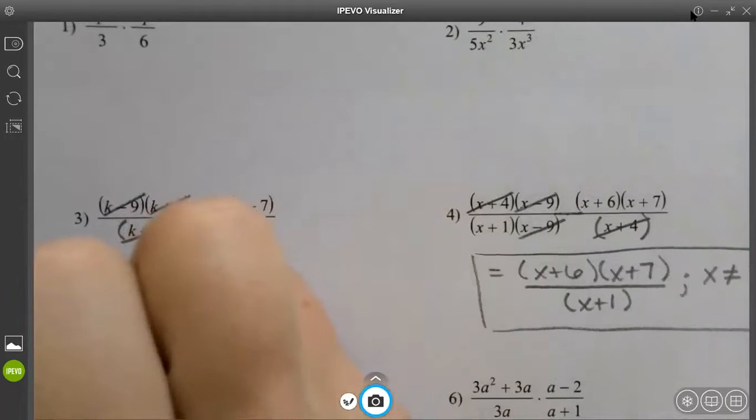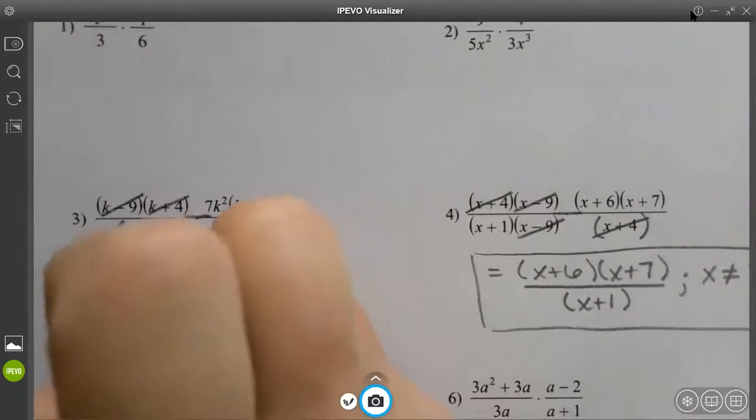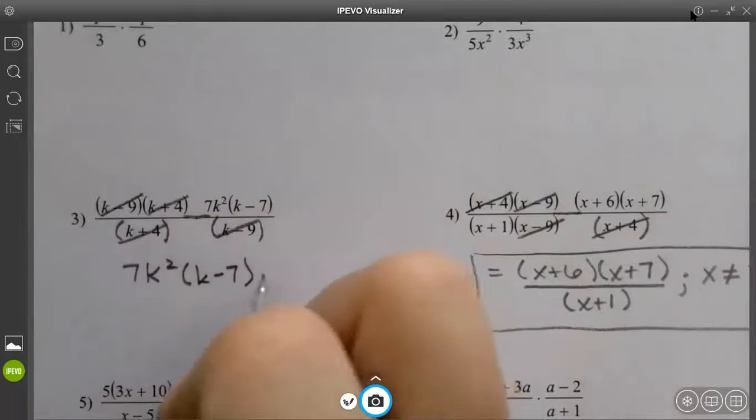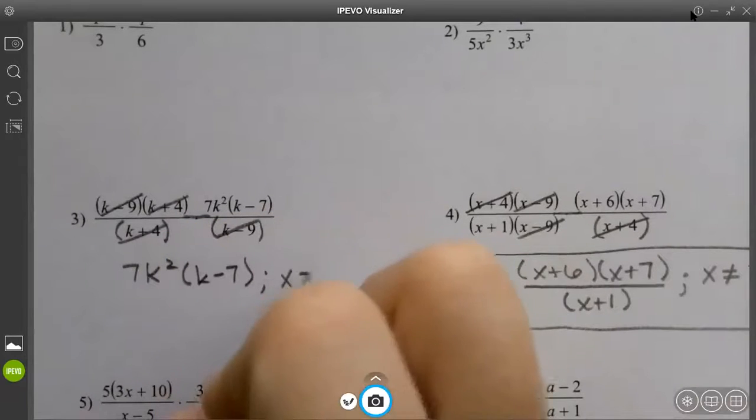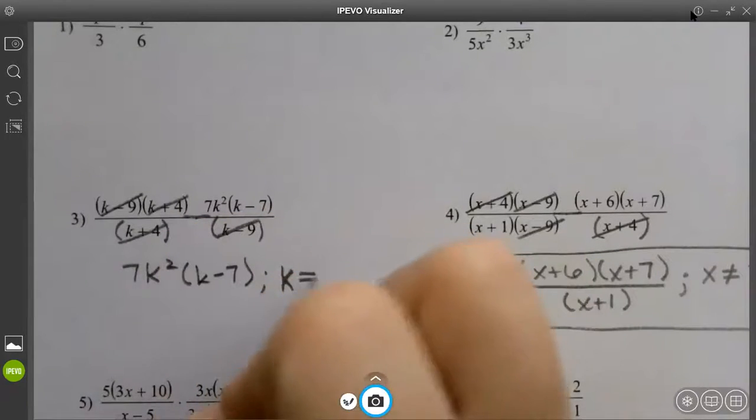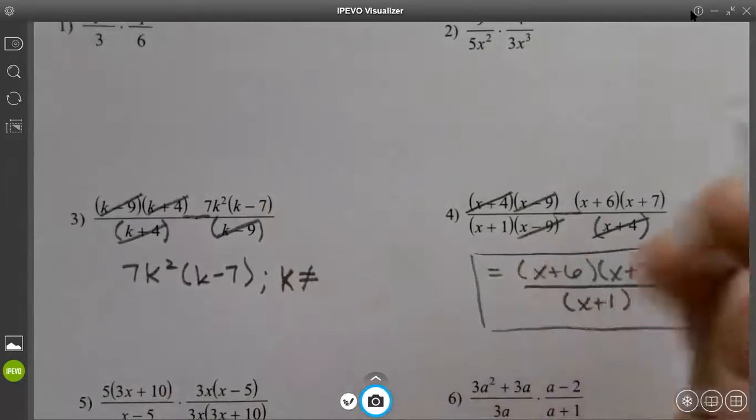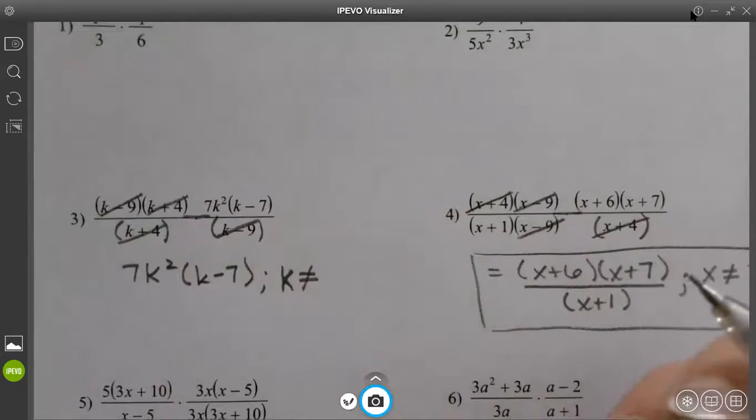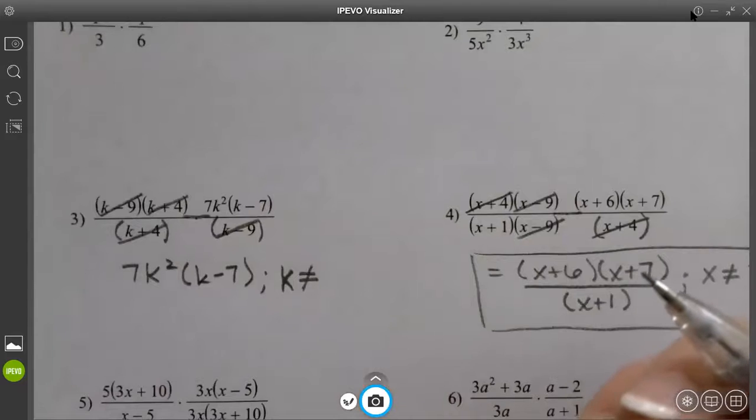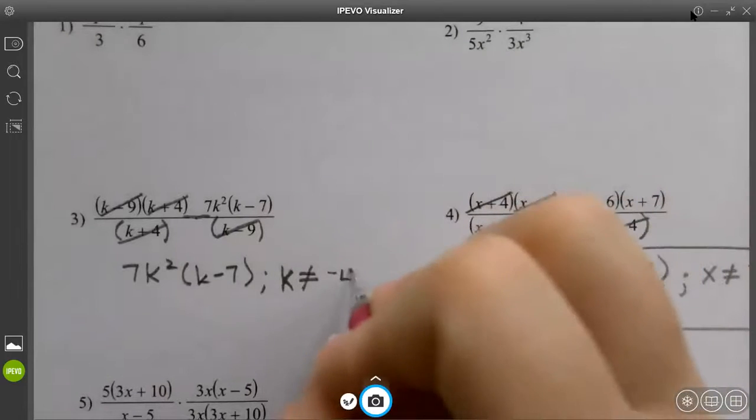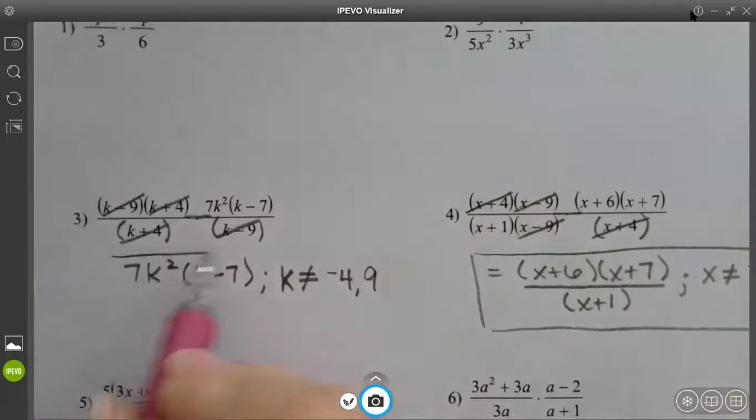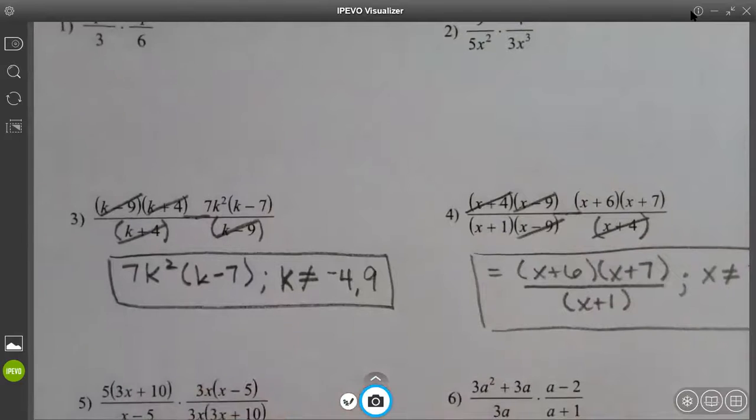So only on the top, we have 7k squared, k minus 7. And then, sorry, should be a k. What can k not equal? Negative 4 and 9. That's it. There's nothing on the bottom, so we don't have to worry about that.